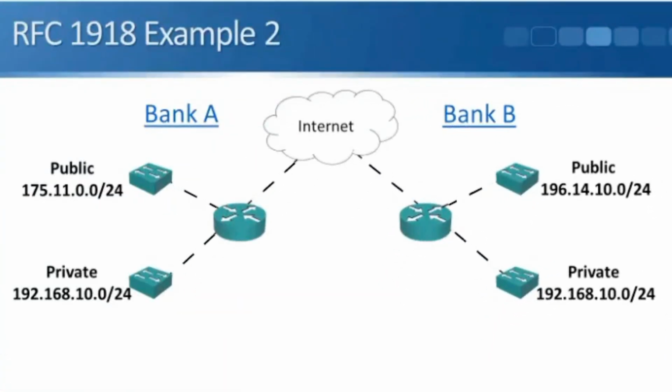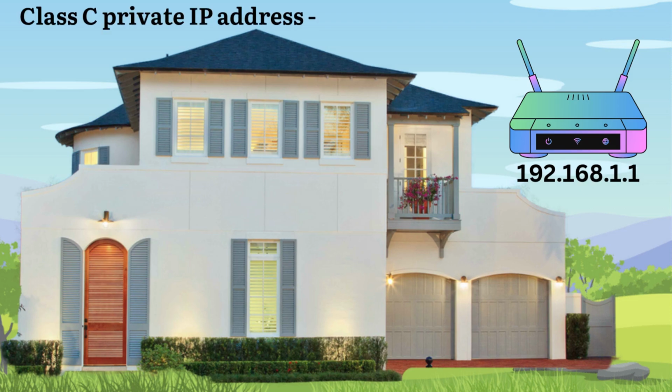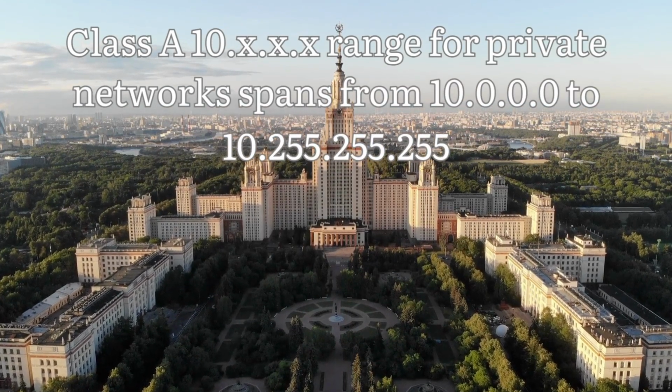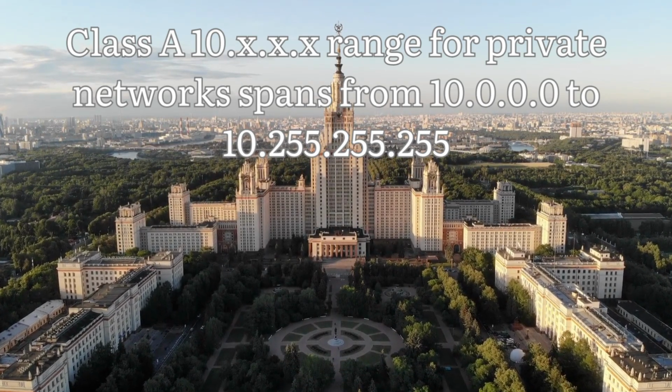If you look at your home router settings, you'll almost certainly see an IP like 192.168.1.1. That's a Class C private IP. The Class A 10.x.x.x range is often used by huge corporations or universities because it allows for millions of internal devices.